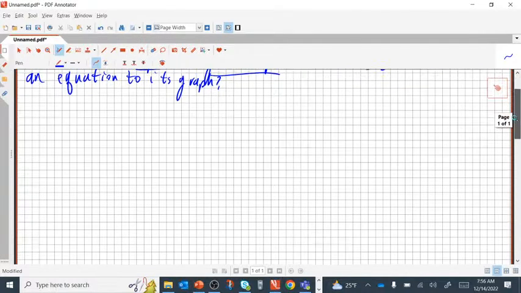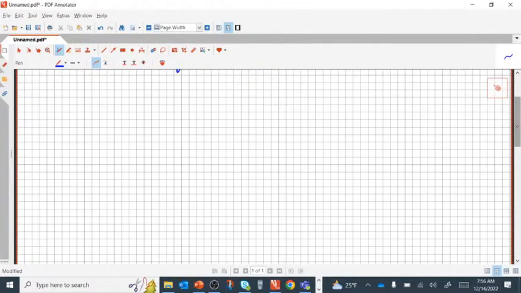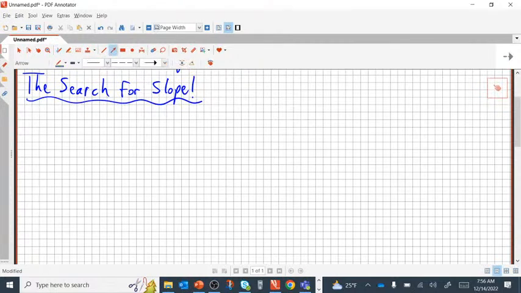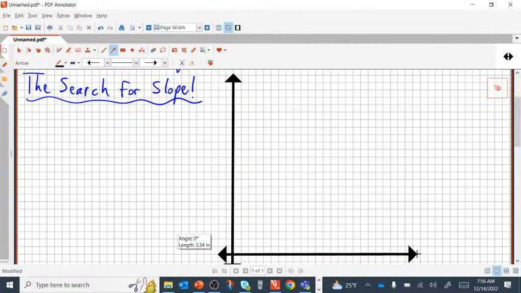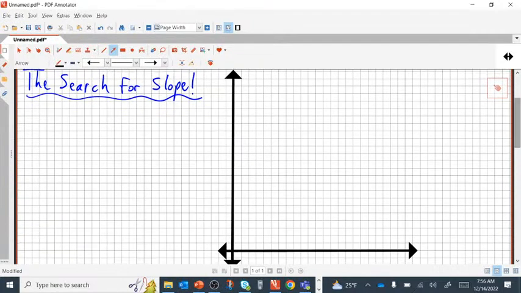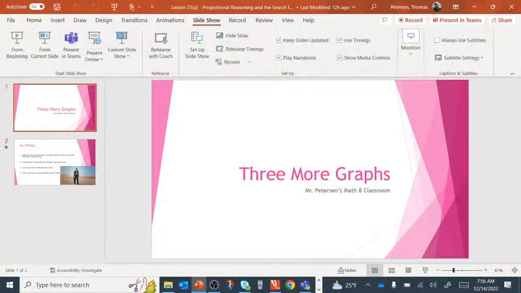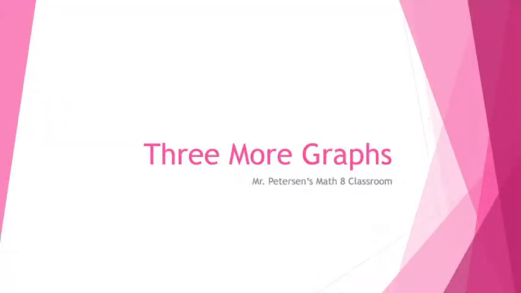Anyway, underneath all this, and kind of near your coordinate plane, got a pencil? Today we're on the search for slope. And hopefully we've got a coordinate plane. I'll at least get it started. Again, those of you at home, it needs to go 15 this way and 40 this way. And you'll see why right now. Three more graphs.